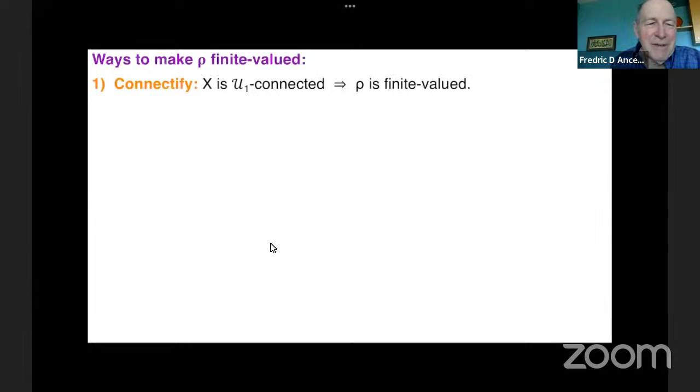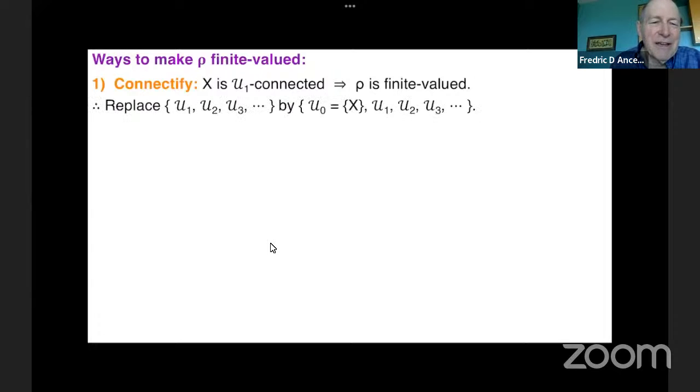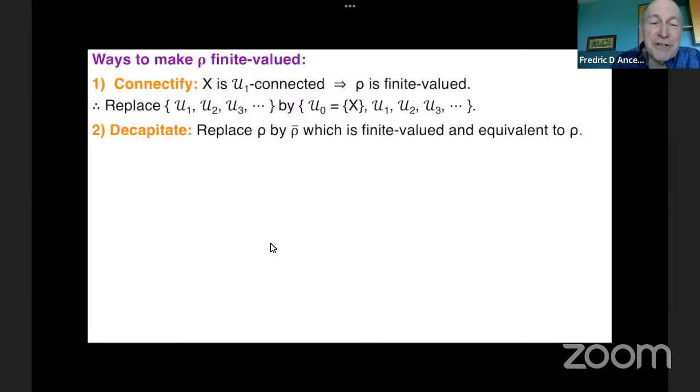One is if the whole space is U1 connected, then this gauge will be finite valued. And of course you can do that by throwing the whole space into the development. So you can connectify things. And the other thing is you can decapitate them. You can replace the gauge you get from this Alexandrov-Urysohn technique by one that's cut off at the value 1.